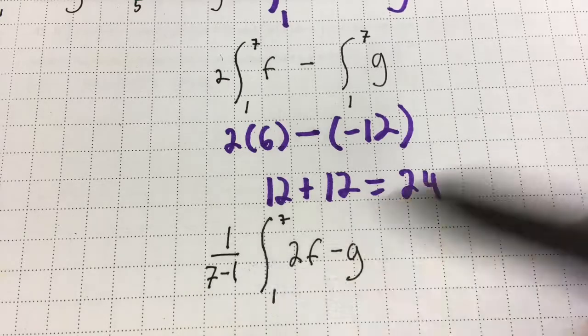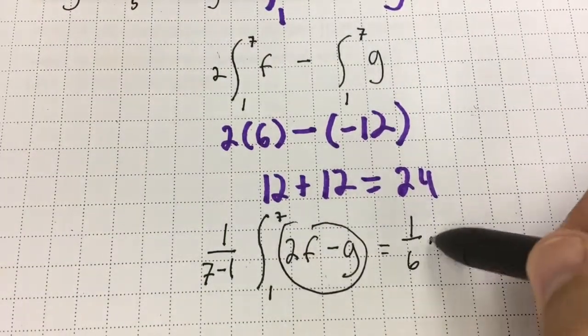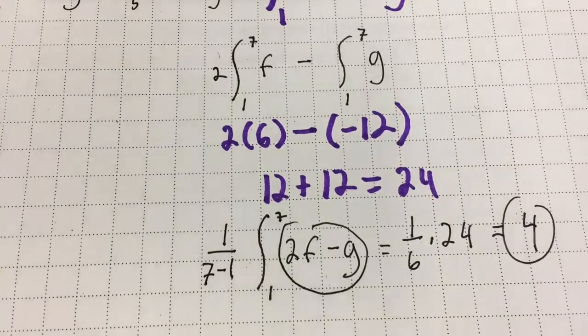However, I was supposed to do the average value from 1 to 7 of 2f minus g. Average value is 1 over 7 minus 1 out front, and all this equals 24. So it's going to be 1 over 6 times 24, which gives me a value of 4.